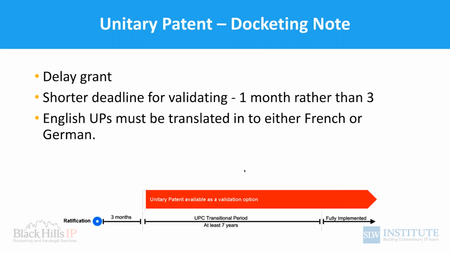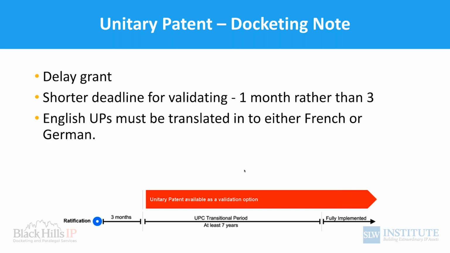The second point I make is that the deadline for requesting a unitary patent validation is shorter than requesting a national validation. National validations have to be filed no later than 3 months after the publication of mention of grant in the European Patent Bulletin of the patent, whereas for the unitary patent validation, it's only 1 month. Therefore, there are 2 dates to docket, the unitary patent validation date and the national validation date, one being 2 months before the other. Another point to consider are the translation requirements.